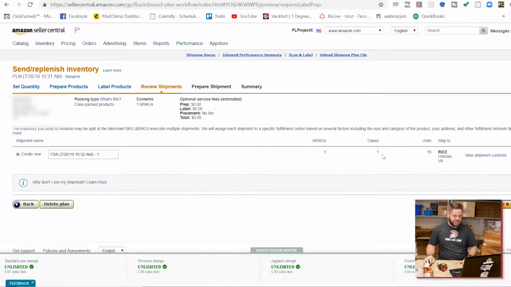This is just to show you how quick and simple the test process is. So, all right, they've assigned me a location, which is Chester, Virginia, to send these products to. You can change this shipment name here, and I'm going to change it to Egg Tray Test. Nice and simple. Approve and continue.